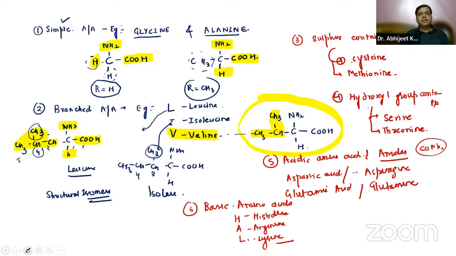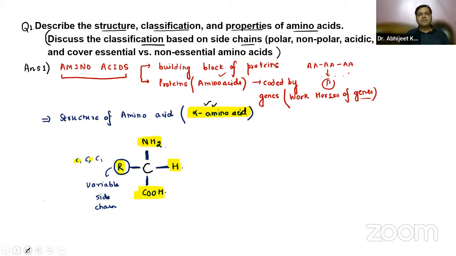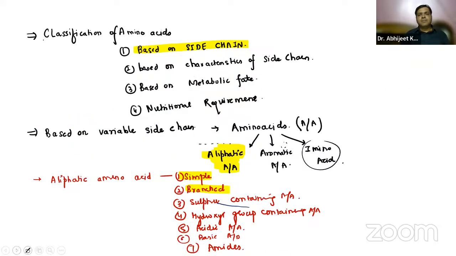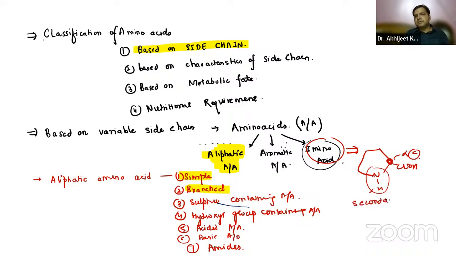Then we also have one amino acid that we have already discussed. Remember, this amino acid is the one containing this NH group, COOH group, and this one is the alpha carbon. So we have a secondary amino group over here. And this ring is called the pyrrolidine ring.